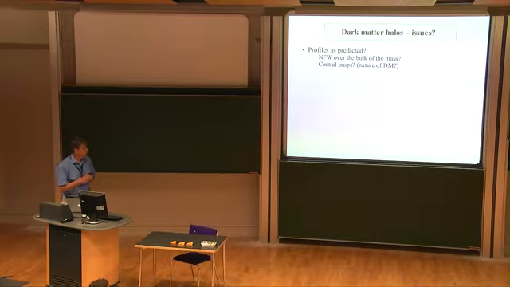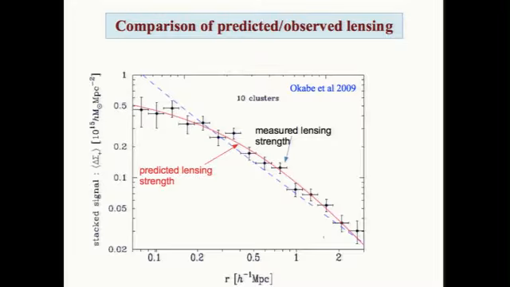So let me go through some possible issues with how the simulations are working, and how these might affect our inferences about the nature of the dark matter. Do profiles look like NFW, or do they have central cusps? What can this tell us about the nature of the dark matter? I already showed you the simulations. Here's one example of how well they fit real data.